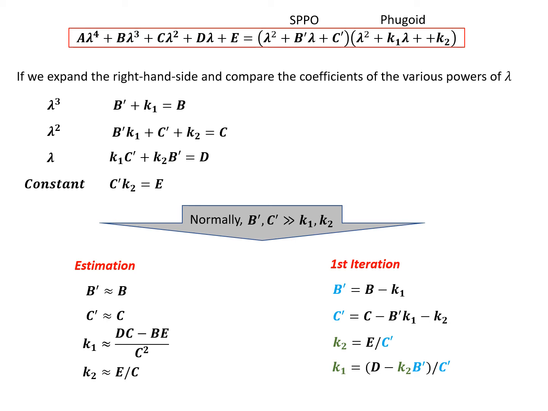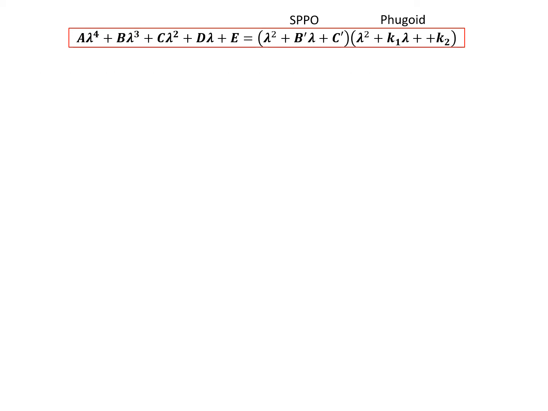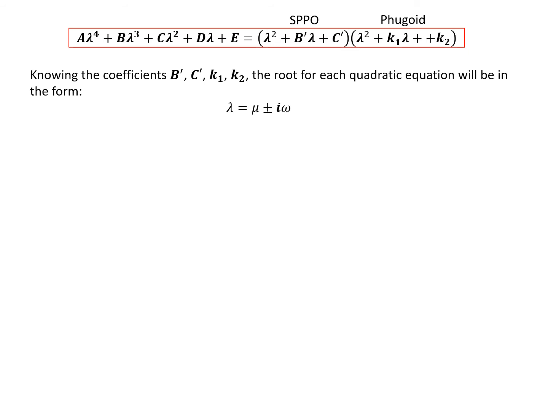Okay, so now we know how to find B prime, C prime, K1, K2. We assume the solution is of the form a constant times e to the power of minus lambda t. Since we have the quadratic equations and their coefficients, we can solve for lambda.